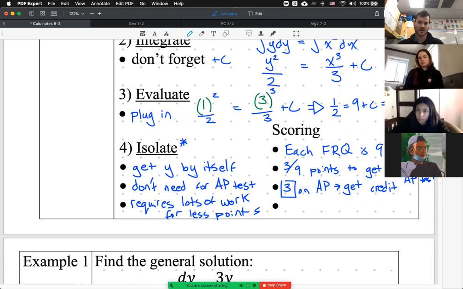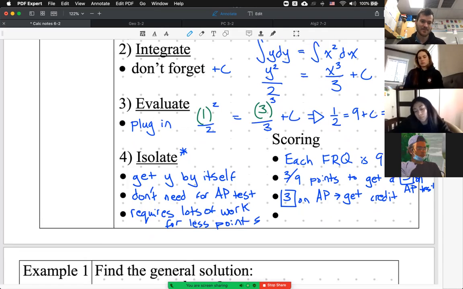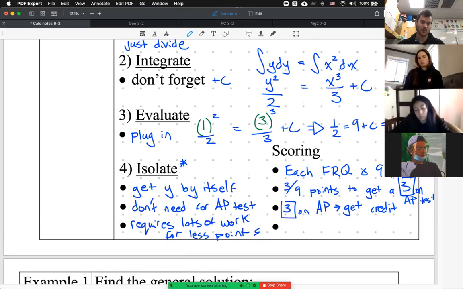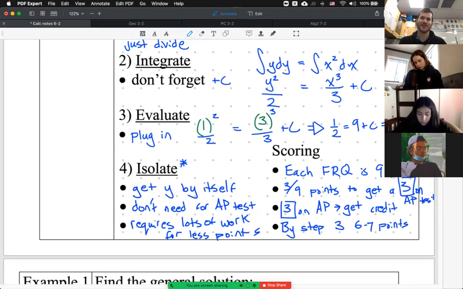So in terms of this type of problem where you're solving for a particular solution, by step 3, by the evaluate step, you'll have 6 to 7 points, which is more than enough to get a 5 on the AP test.